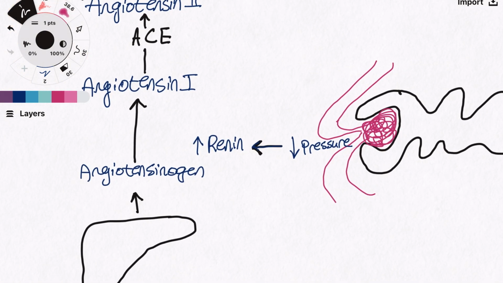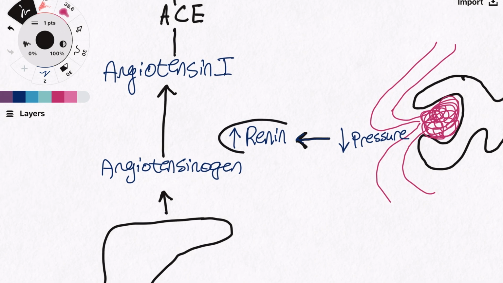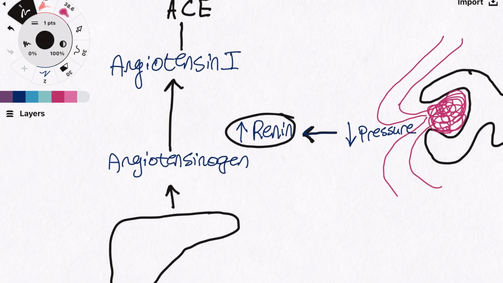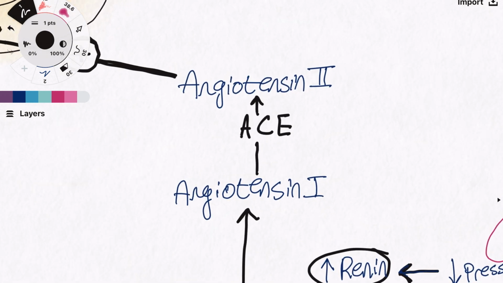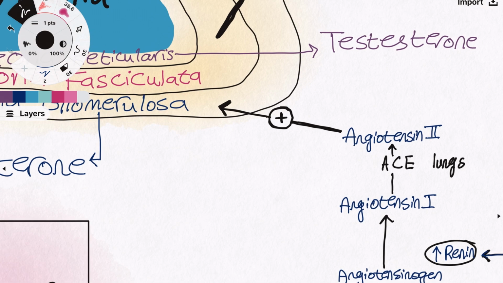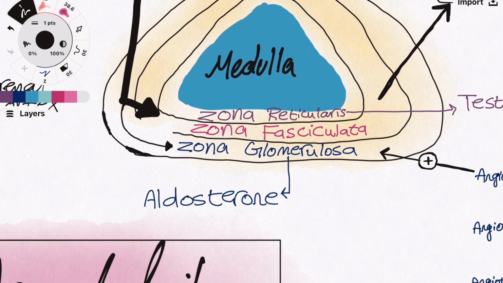When there is a drop in the pressure at the glomerular area of the nephron, the juxtaglomerular cells start producing renin, right? Renin converts angiotensinogen, which is produced from the liver, to angiotensin 1, which is converted by the angiotensin converting enzyme present in the lungs to angiotensin 2. Then angiotensin 2 acts on the zona glomerulosa to induce aldosterone release, okay?